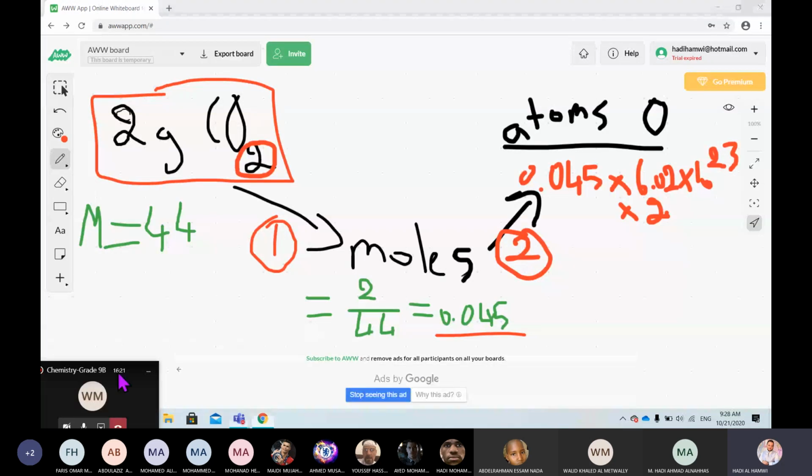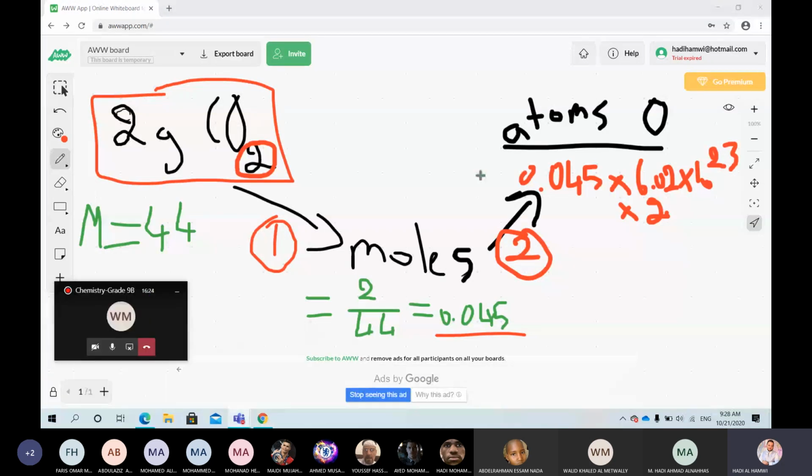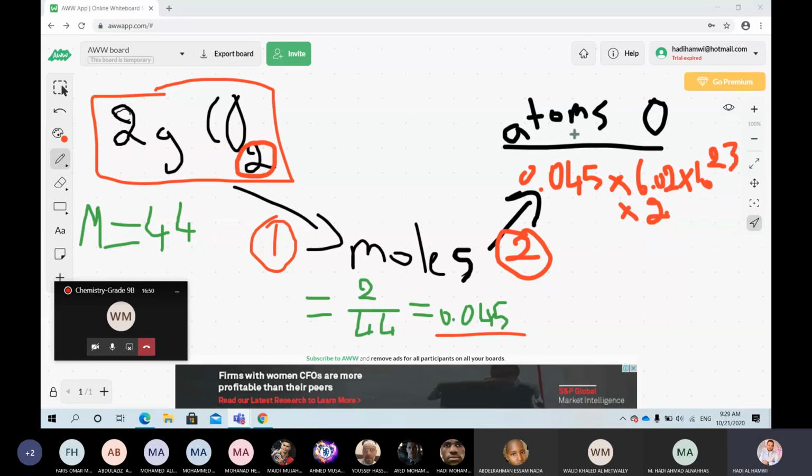So here they are asking about the number of atoms. The same thing you will find. You convert from mass to moles, then from moles to atoms. In the second step, you multiply the moles by Avogadro's number, and then by the number of atoms in this molecule. So you find the number of atoms of oxygen. Any question till here?